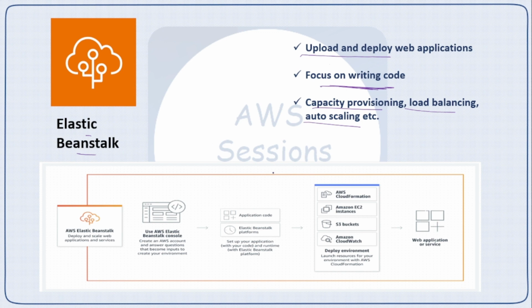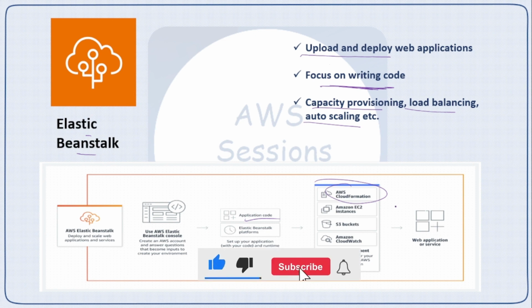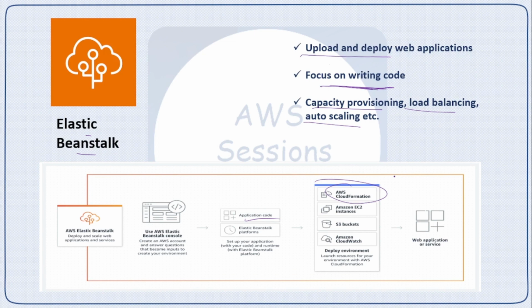Behind the scenes, Elastic Beanstalk uses CloudFormation templates for this. You just need to bring the application code, and behind the scenes it uses CloudFormation, and it will create all these resources based on the configuration that you have given. If you want to deploy a single instance application or you want load balancing, you can do all these things with just a few clicks. So you need not worry about managing the load balancer and all. So that is Elastic Beanstalk.